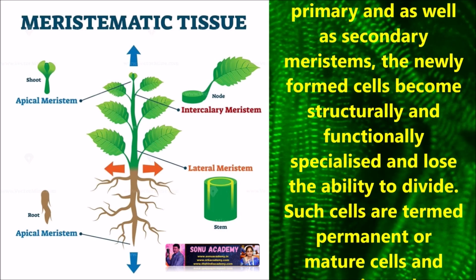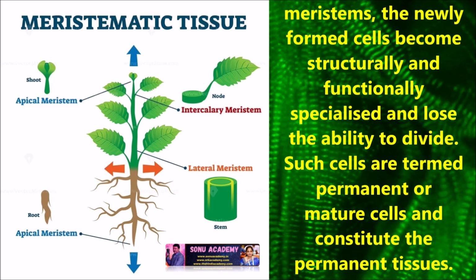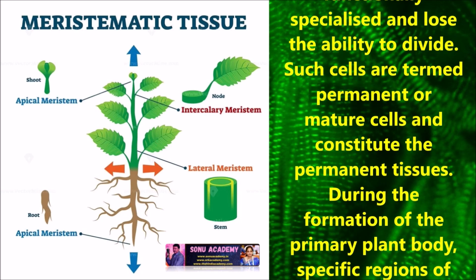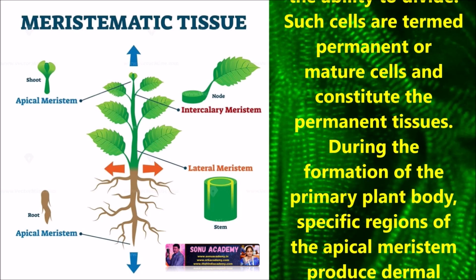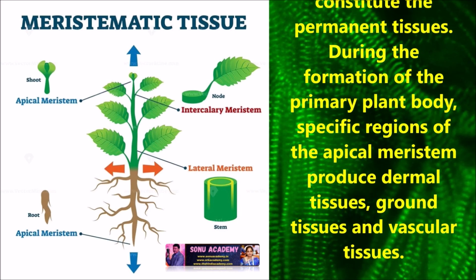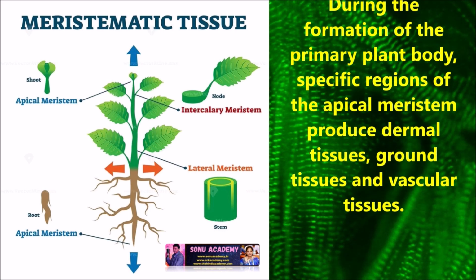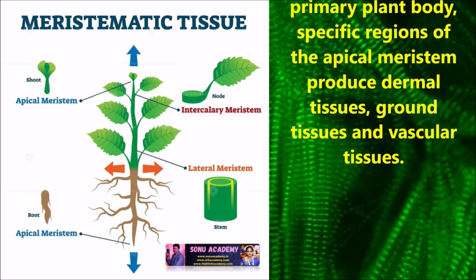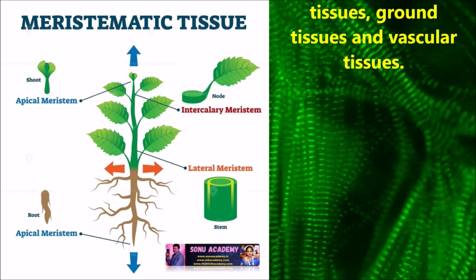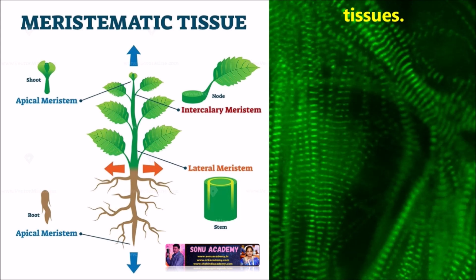Following divisions of cells in both primary as well as secondary meristem, the newly formed cells become structurally and functionally specialized and lose the ability to divide. Such cells are termed permanent or matured cells and constitute the permanent tissue. During the formation of the primary plant body, specific regions of the apical meristem produce dermal tissues, ground tissue, and vascular tissue.